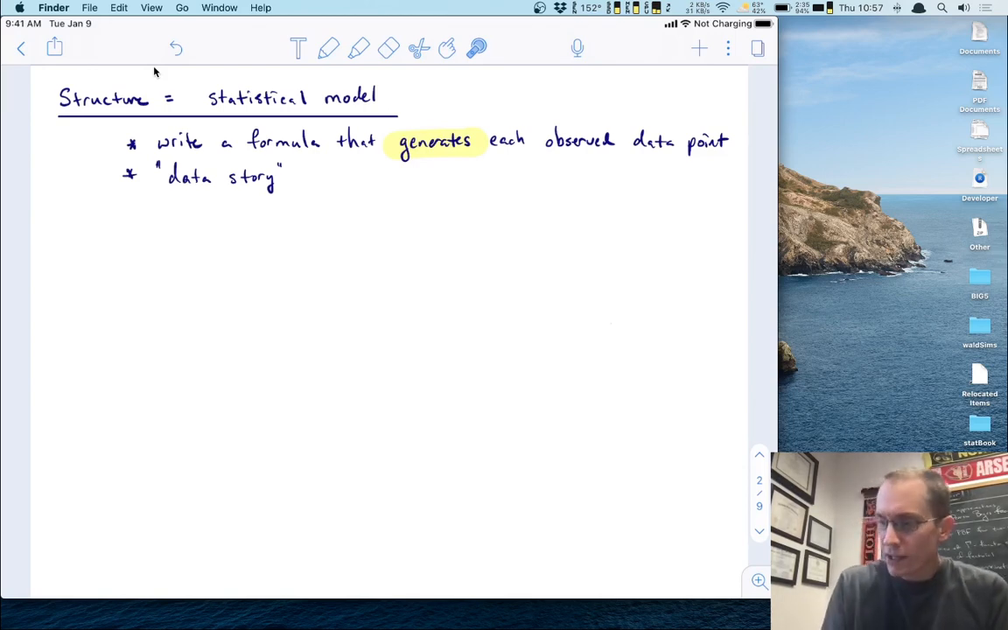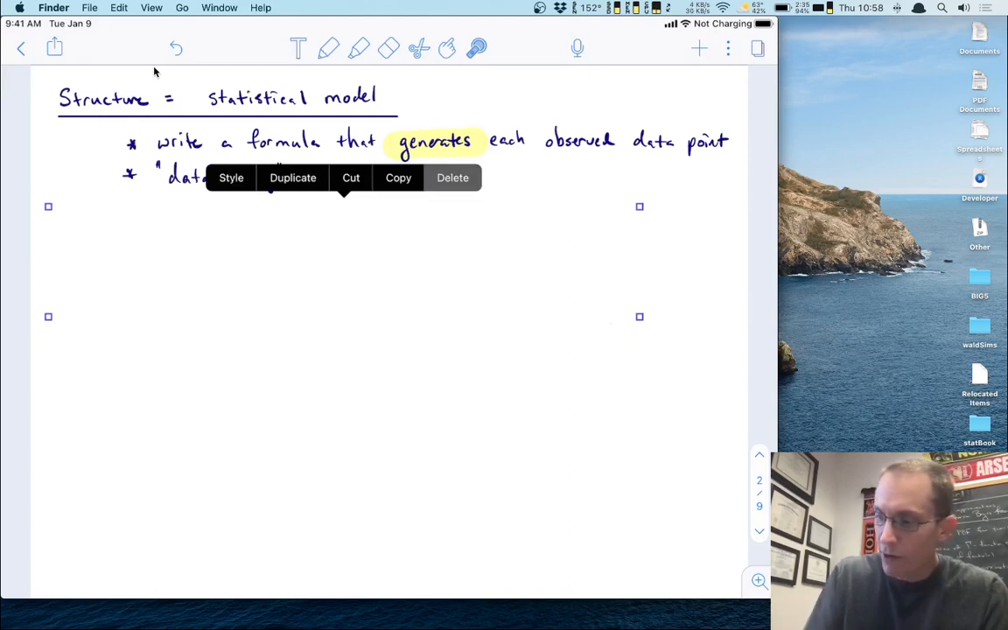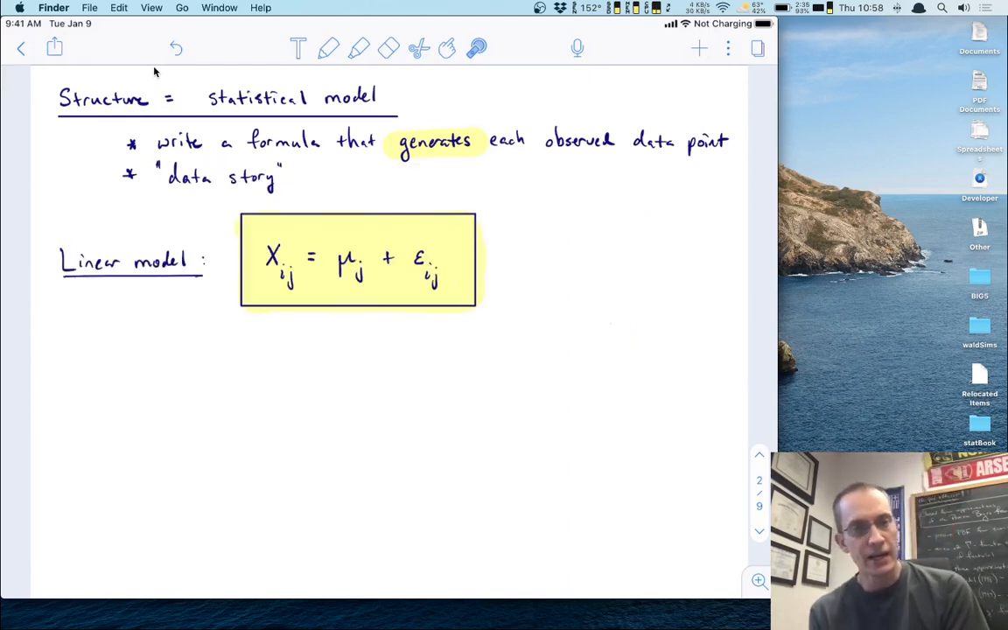In words, what I'm really doing is I'm generating a data story. This is the story of the data. Now, there are a lot of ways to do this. The one that I'm going to show you first is what's called the linear model. And the linear model is by far the most often used in our discipline. And it might look something like this. If it's not familiar to you, then that's just fine. This will be all you need to know for now.